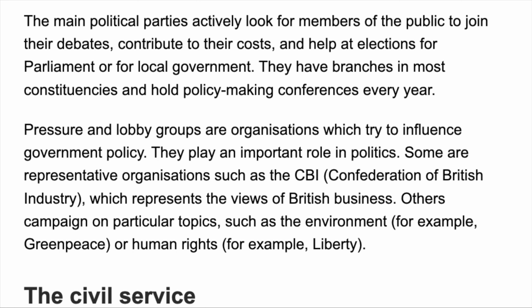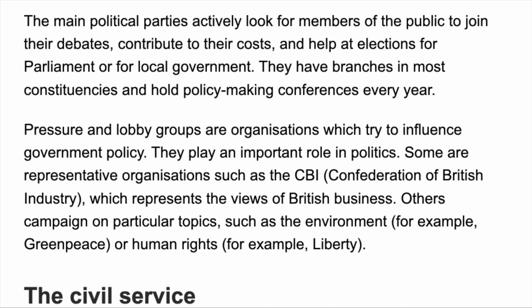The main political parties actively look for members of the public to join their debates, contribute to their cause, and help at elections for parliaments or for local government. They have branches in most constituencies and hold policy-making conferences every year. Pressure and lobby groups are organizations which try to influence government policy. They play an important role in politics.